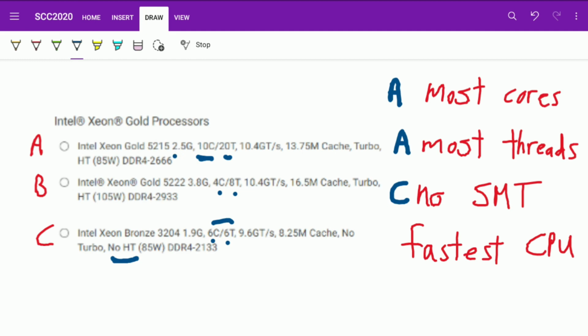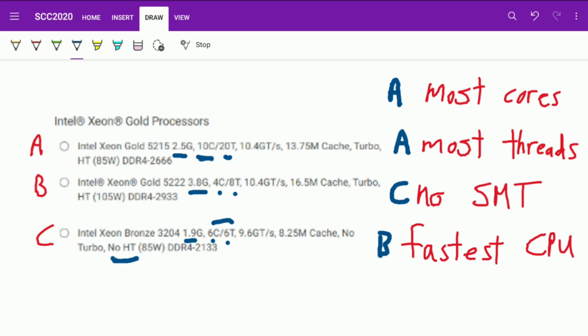And finally, the CPU speed is 2.5 GHz, 3.8 GHz, and 1.9 GHz. So the fastest CPU in this range is B. That being said, you can see it's quite evident that there's no clear outright winner of which CPU is the best. It will depend on your application.